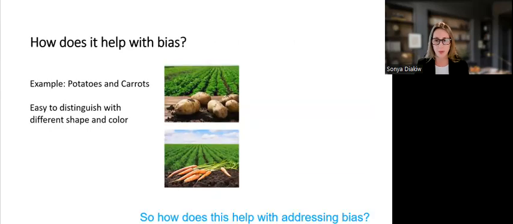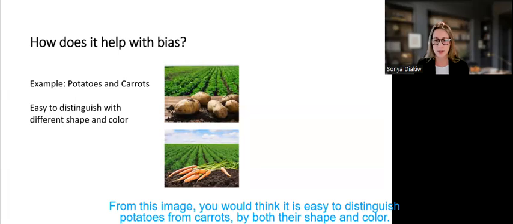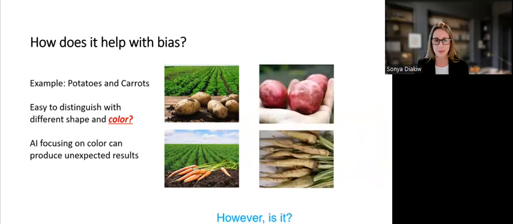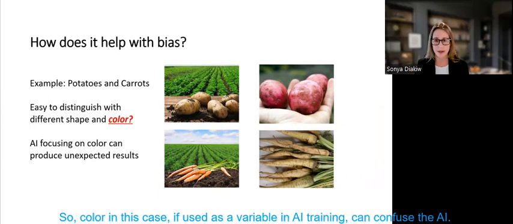So how does this help with addressing bias? Let's use an example of using AI to identify potatoes and carrots. From this image, you would think it is easy to distinguish potatoes from carrots by both their shape and color. However, is it? Some potatoes can have an orange-like color, similar to carrots, and carrots a lighter color similar to potatoes. So color in this case, if used as a variable in AI training, can confuse the AI.